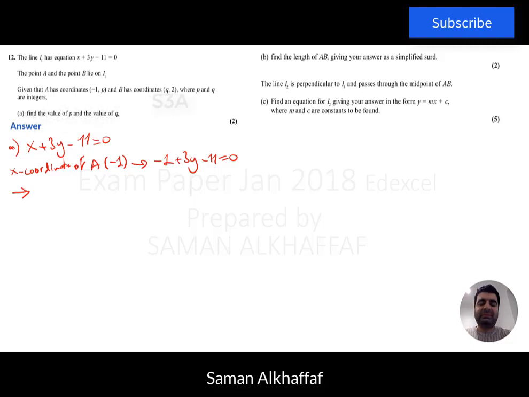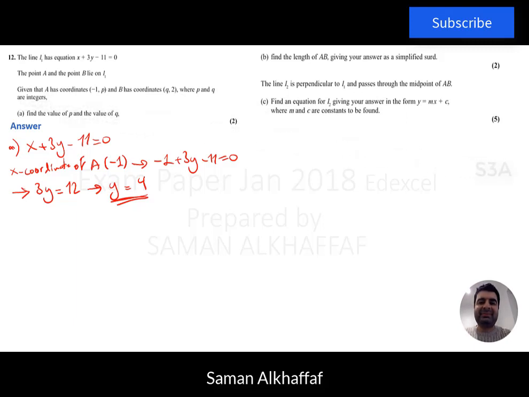So in this scenario we can rearrange the equation. We will get 3y equals, we move the -12 to the right hand side, it becomes 12. So that means y will be 4. So this will be our y coordinate for the point.